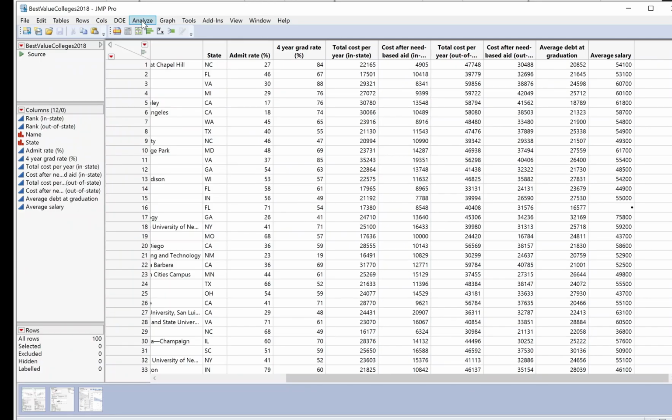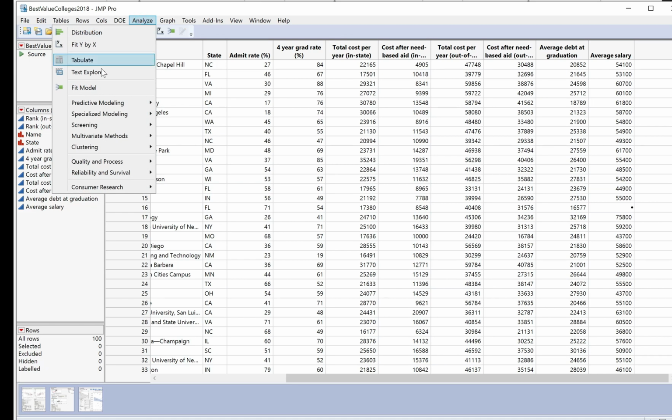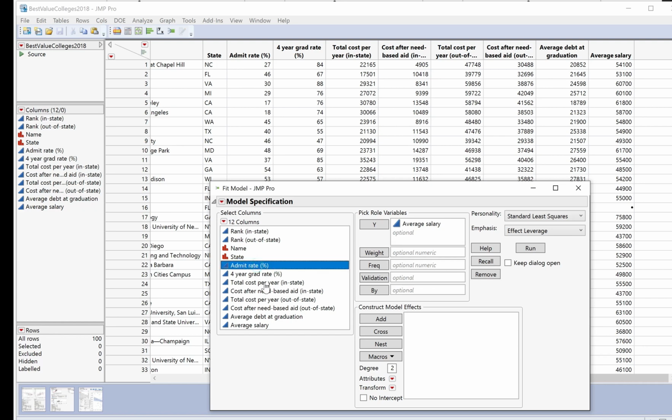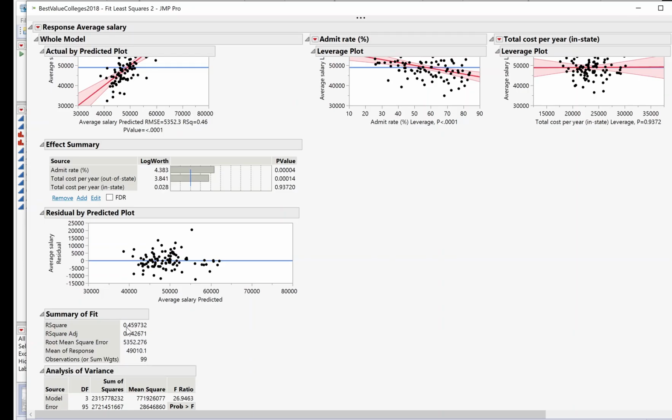So now we know it's not as simple as just adding them up, so let's use Analyze Fit Model to find our R squared. Average salary is our variable, and we are looking at admittance rate, in-state cost, and out-of-state cost. I'm going to add all three of those to the model. Wow, so our R squared value did not go up very much at all, 0.459732.